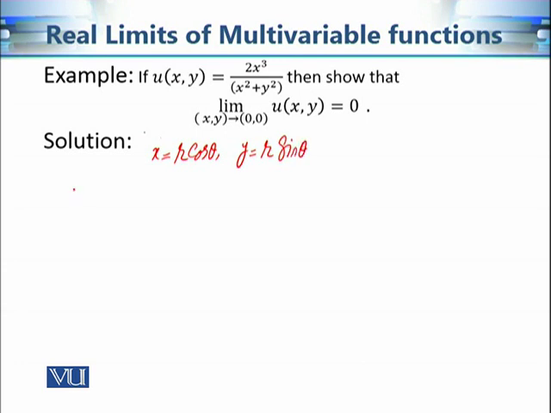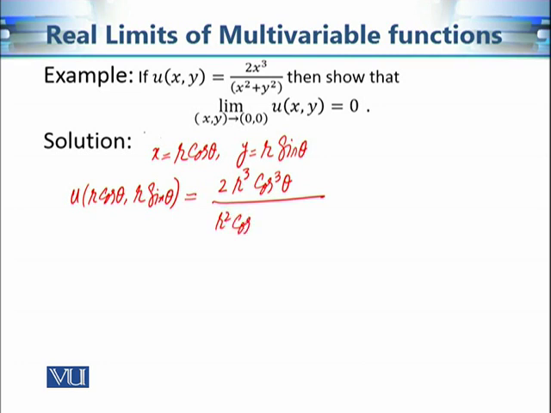And using this substitution, let's see what will be the form of the function. So the function becomes, after replacing x with r cos theta and y with r sin theta, the following expression: 2r^3 cos^3 theta divided by r^2 cos^2 theta plus r^2 sin^2 theta. Now after simplification, using the fact that cos^2 theta plus sin^2 theta is equal to 1, and cancelling out this r^2 with this r^3, we get the following expression: 2r cos^3 theta.